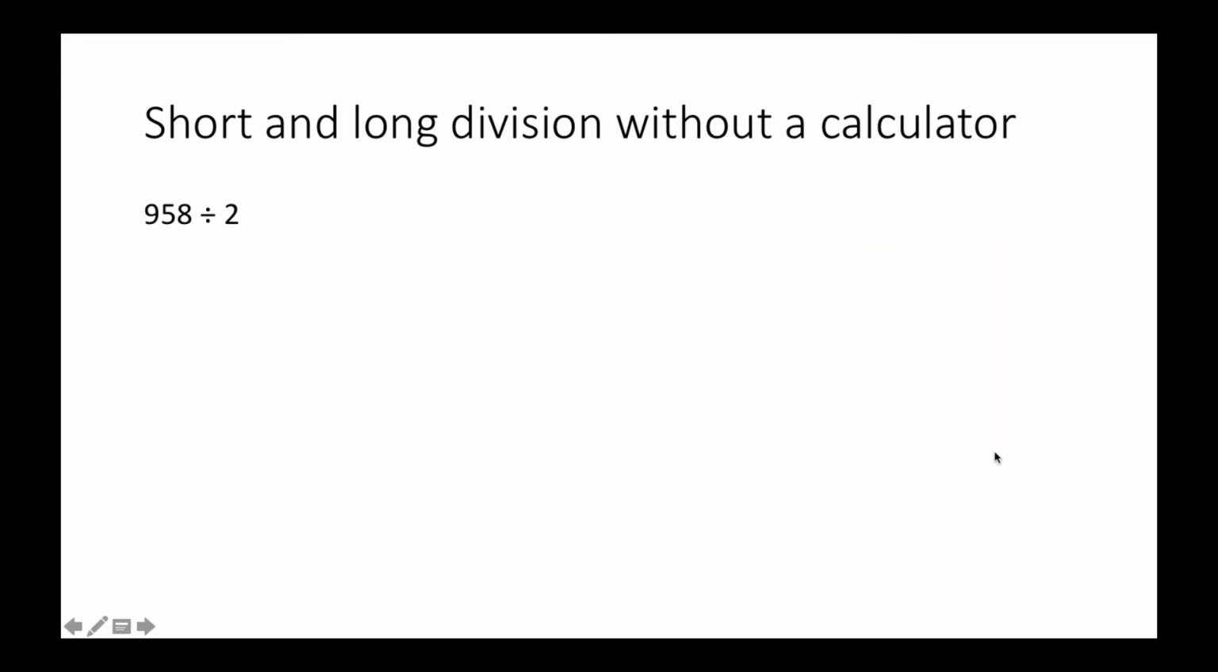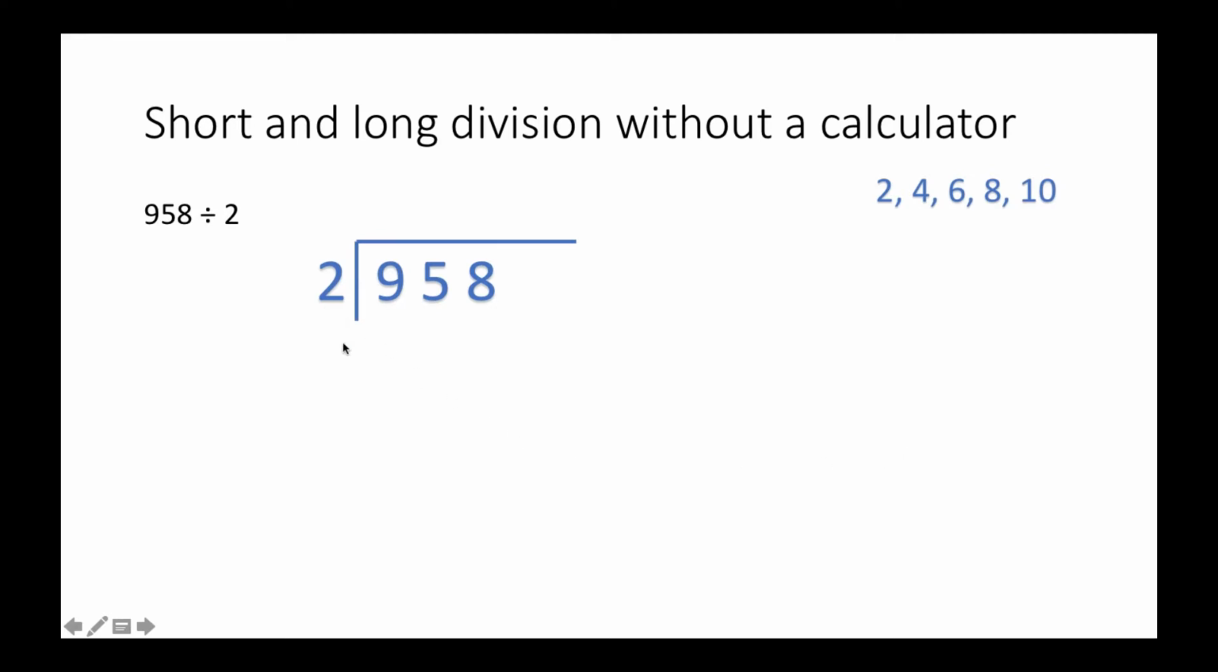Okay? So let's have a go at this one. 958 divided by 2. I'm not going to write out my 2 times table, I don't think. Let's see. Yes, I did. But you shouldn't need to write down the 2 times table. It's quite an easy times table to learn.